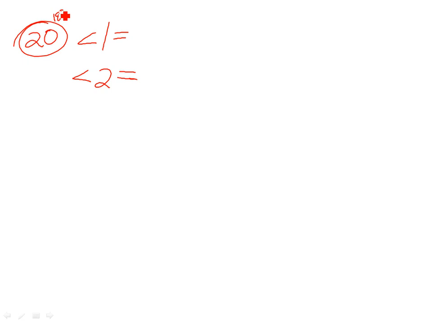So what do you let it be if you don't know it? Say it, Kelsey. We don't know it, so anytime you don't know something, what do you put in there? A variable. So we're going to let angle 1 be x.